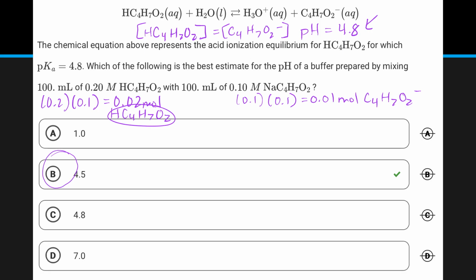So just to summarize, if the concentration of the acid and the base in the buffer were the same, the pH would be equal to the pKa, which is 4.8. However, the concentration of the weak acid is higher than the concentration of the conjugate base, and therefore the pH will be slightly lower than the pKa.